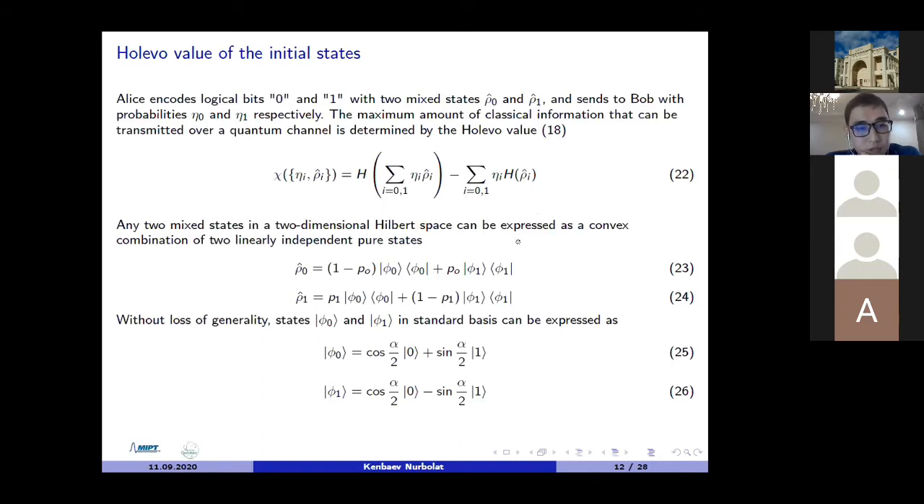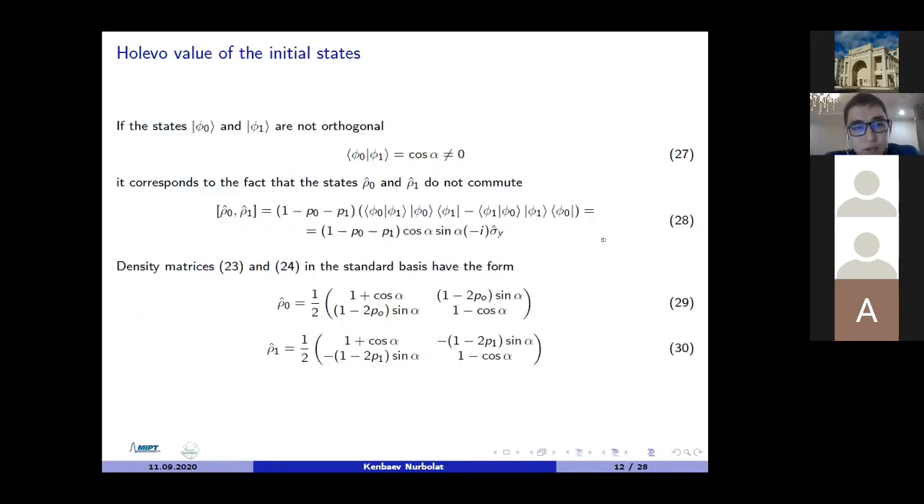Any two mixed states in a two-dimensional Hilbert space can be expressed as a convex combination of two linearly independent pure states. And without loss of generality, states phi 0 and phi 1 in the standard basis can be expressed as follows. If the states phi 0 and phi 1 are not orthogonal, it corresponds to the fact that the states rho 0 and rho 1 don't commute. Density matrices of the states rho 0 and rho 1 in the standard basis have the following form.